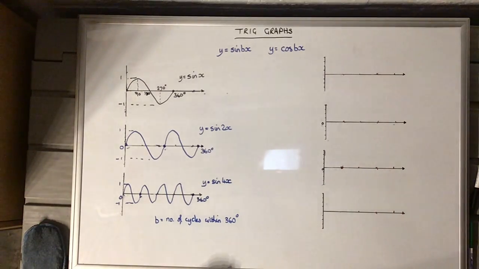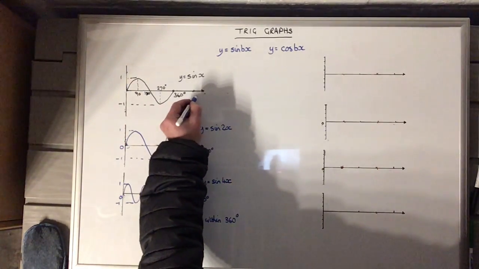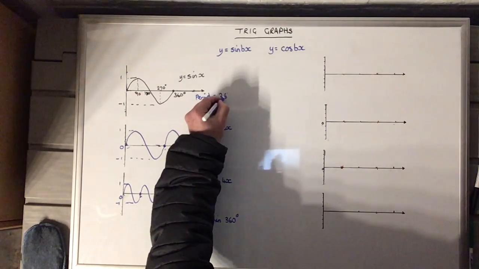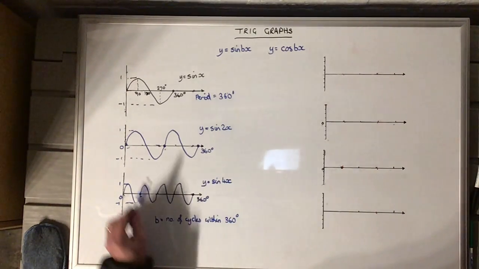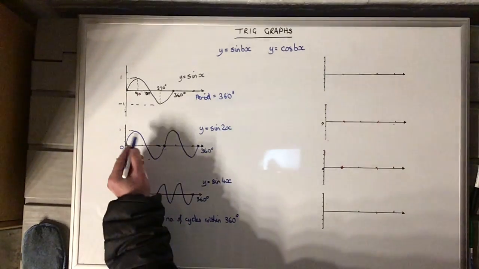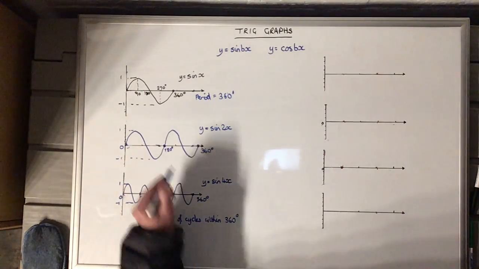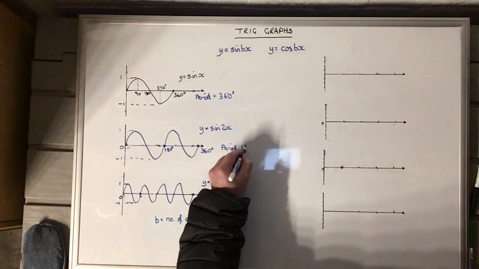Now, another important thing about the trig graphs is the period. How long does it take to complete one complete wave? Well, in this case, the standard one, the period is 360. Remember, it's a circular function, so it takes 360 degrees to do one cycle. But this one here, we've got 2 cycles within 360. So the period of that wave, well, it repeats itself halfway, so it's 180. So we have 1 cycle within 180, so the period for this one is 180 degrees.